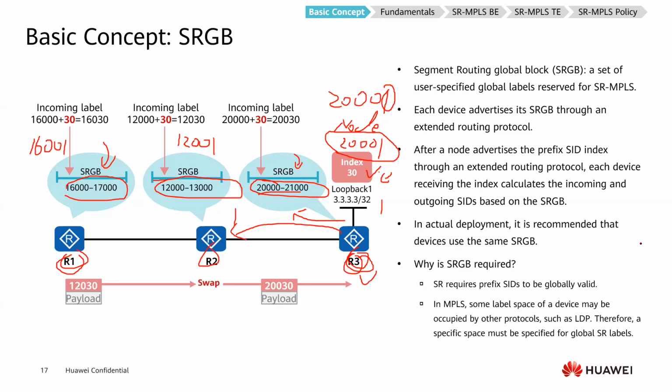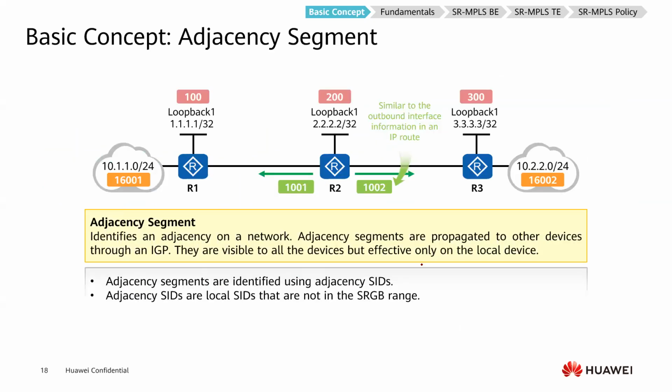Okay. Let's continue. And there's an adjacency segment. As we said, an adjacency segment means the interface, like which interface I should send this packet out. Should I send it from 101 or 102?